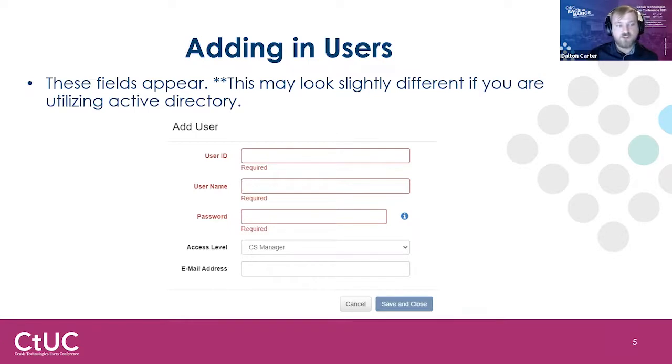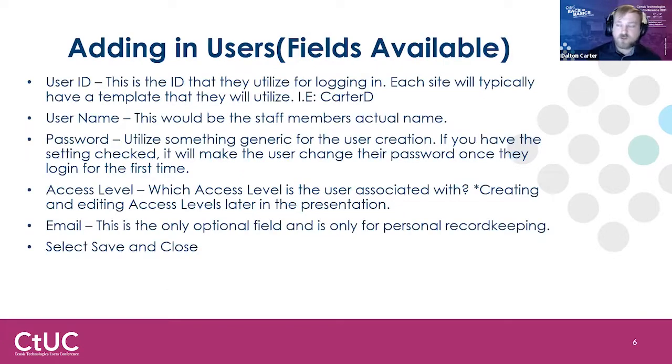So for what you're supposed to put into these fields, your user ID is what you're actually using to log in. So whenever that user goes to log into CensiTrac, that's what they're going to be typing in. Their username is their specific name. I know that can be a little confusing because sometimes you have to log into things using your username. The password, whenever you're giving a user their first password, I always suggest making it something very generic. That way you can remember it. So whenever they go to log in the first time, you can have them change their own password.